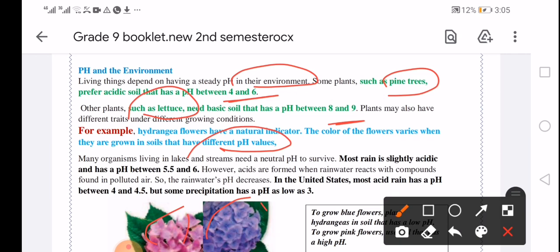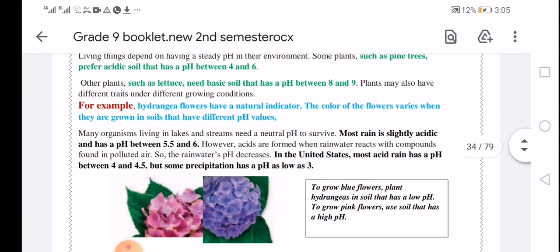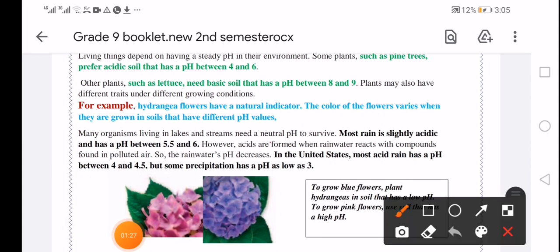Many organisms living in lakes and streams need a neutral pH to survive. Most rain is slightly acidic and has a pH between 5.5 and 6. However, acids are formed when rainwater reacts with compounds found in polluted air. So the rainwater pH decreases. In the United States, most acid rain has a pH between 4 and 4.5, but some precipitation has a pH as low as 3.